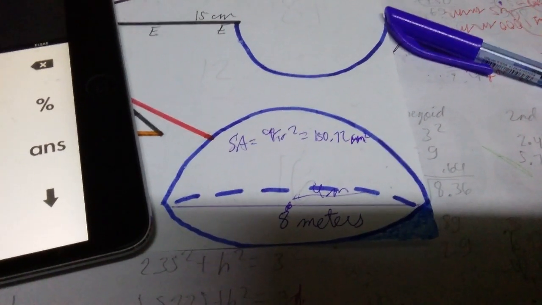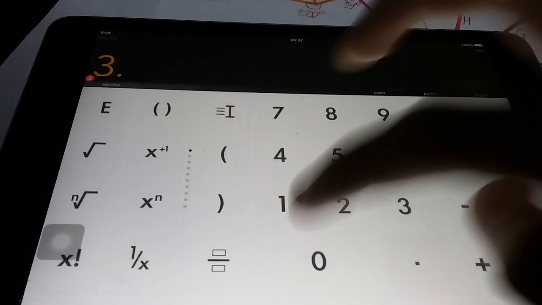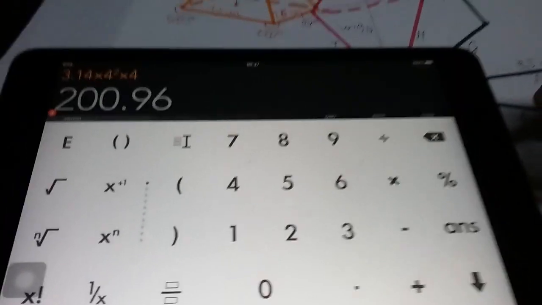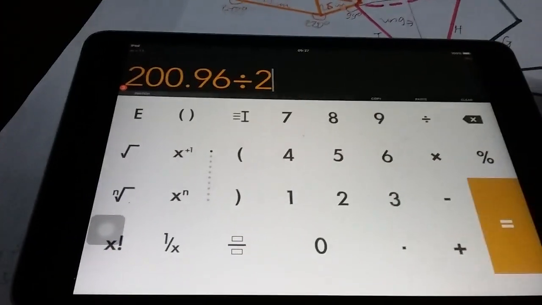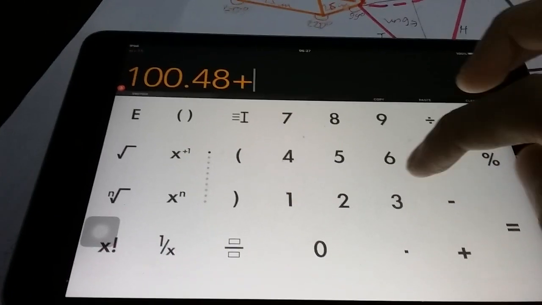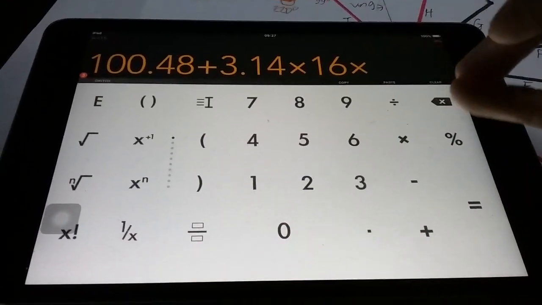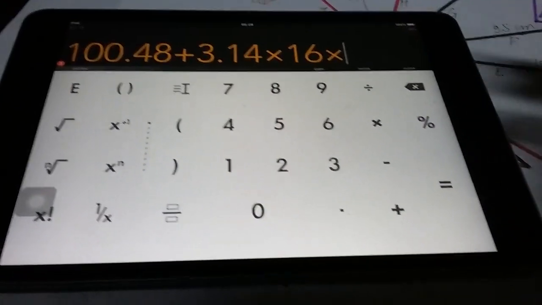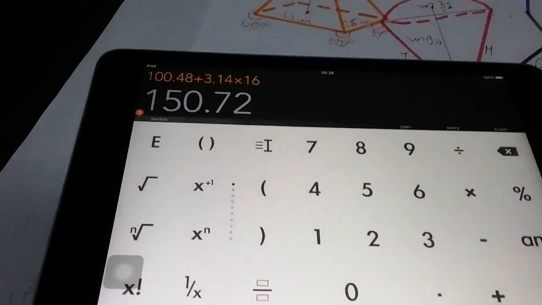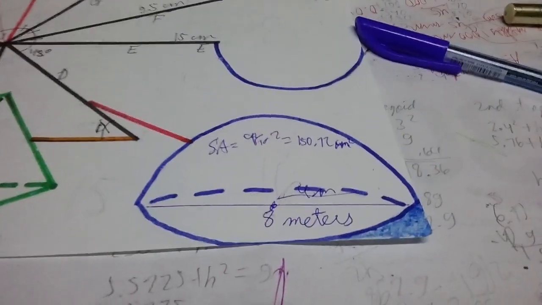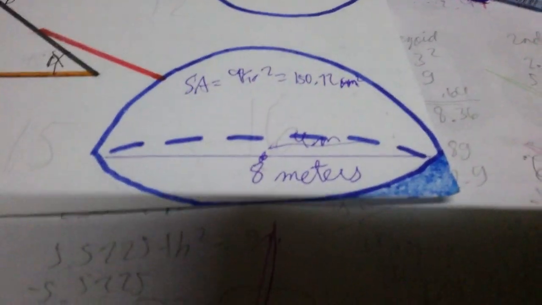Is that the answer? 150.72 square meters. Now, let's say you did it this way: 3.14 times 4 squared times 4. That will be 200.96. And then divide by 2 becomes this. Then plus 3.14 times 16, that's the area of one circle. Right, you should get the same answer of 150.72 square meters. Okay? You got it.